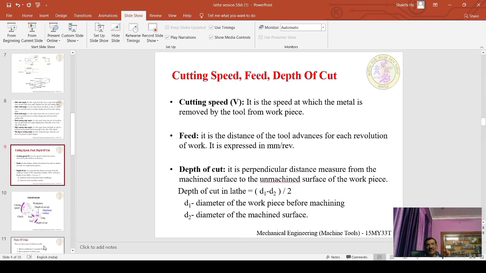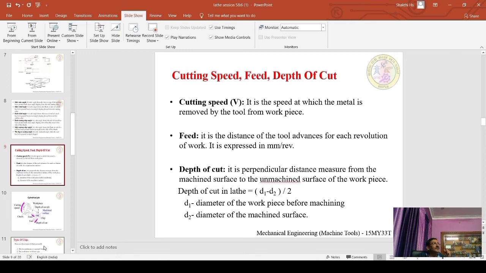The next one is feed. It is the distance the tool advances for each revolution of the work. It determines how much material can be removed, and it is expressed in millimeters per revolution. It is the distance the cutting tool advances for each revolution of the work.